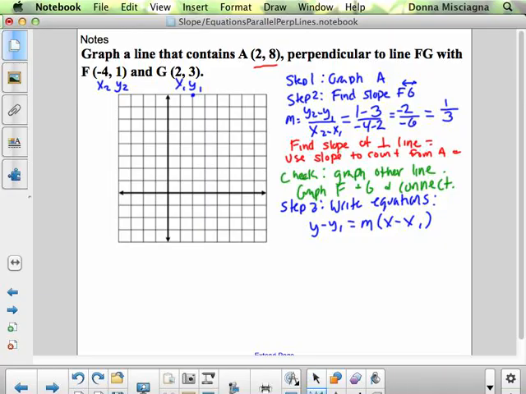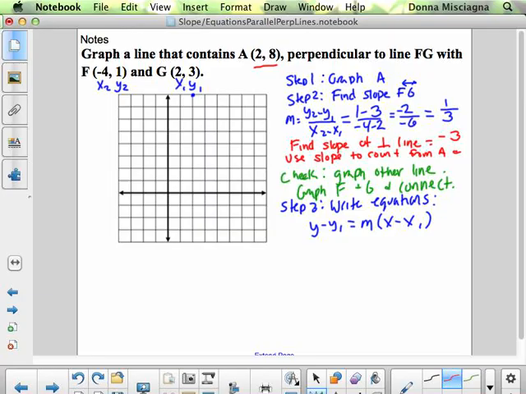But we are graphing the line that is perpendicular to FG. So remember, perpendicular lines have slopes that are negative reciprocals. So we have to flip it and negate it. Instead of 1/3, we're going to have 3/1, or just 3. And instead of being positive, it's going to be negative. So the slope of the perpendicular line is -3.